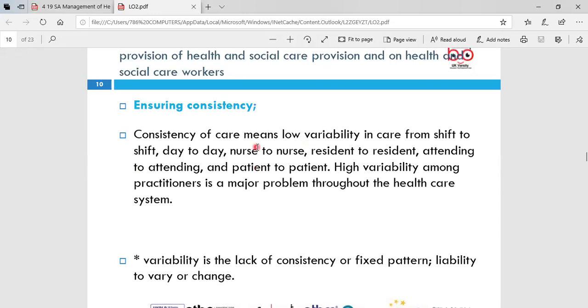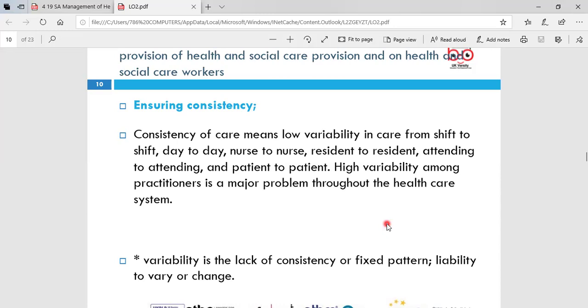Consistency of care will be low variability in care. So there'll be care that will be constant, even if you're giving a little bit of care. That should be constant from shift to shift, day to day, nurse to nurse, resident to resident, attending to attending, and patient to patient. It doesn't mean that if you have a different patient, you would have a different care. No. This high variability, if there is any amongst practitioners, is a major problem throughout the healthcare system.